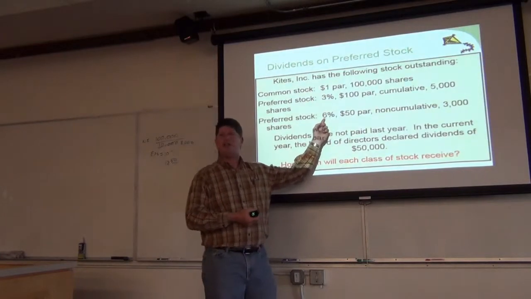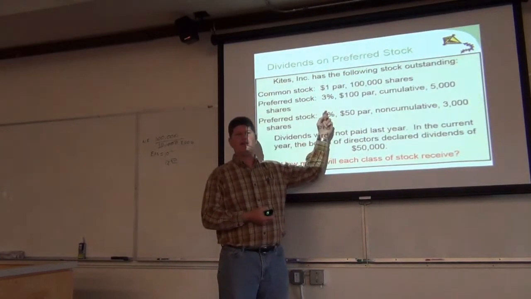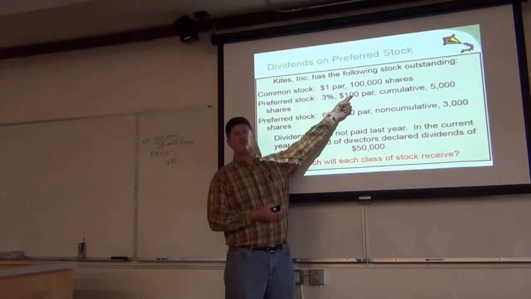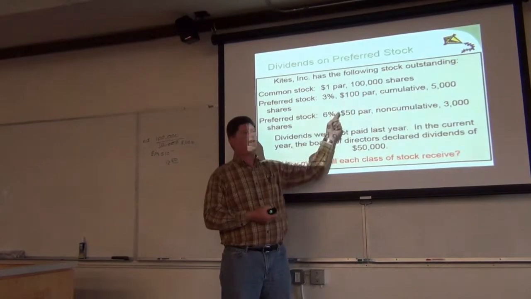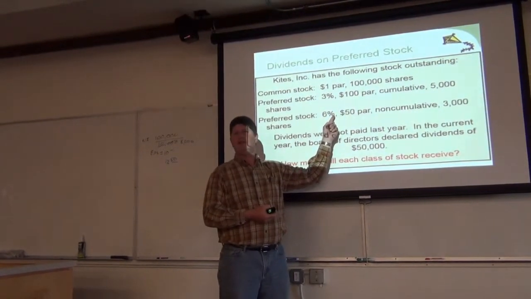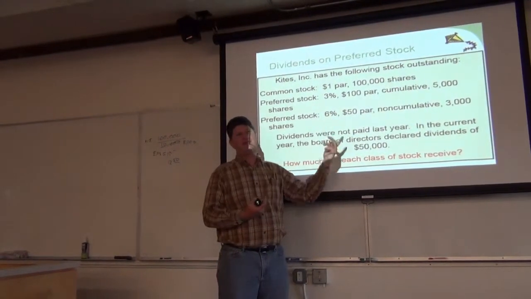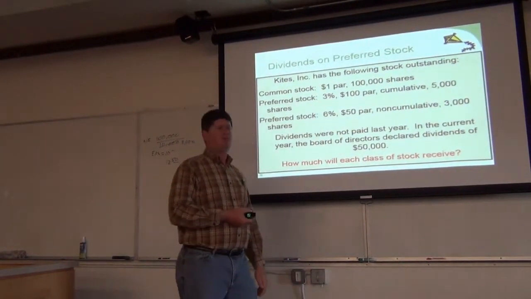Notice that the non-cumulative pays a higher guaranteed dividend rate, right? So if they paid the same dividend rate, you would buy this one instead. So they give you a little risk-reward opportunity here. You're taking the risk that some years you might not get it, but you get paid more.